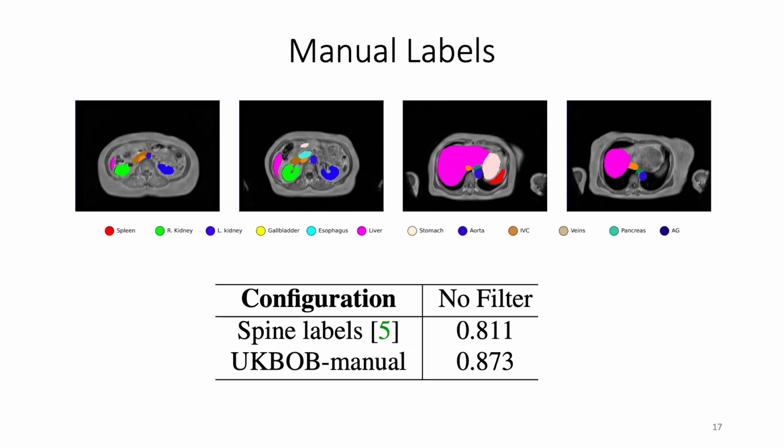We also collected our own manual labels of a subset of UKBOB, which is 300 samples of UKBOB manually annotated, and the precision of the original, the big UKBOB, is 87.3 in Dice score on the manually collected subset.